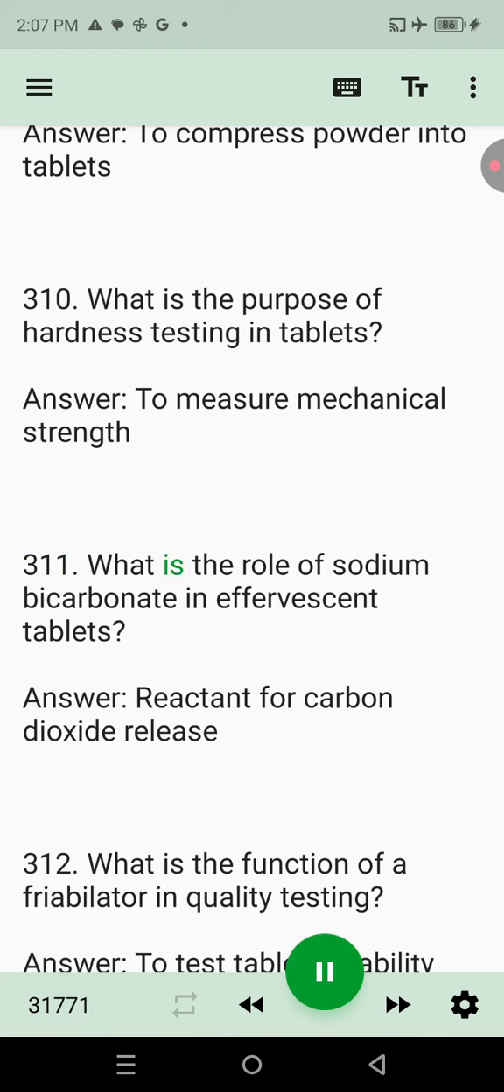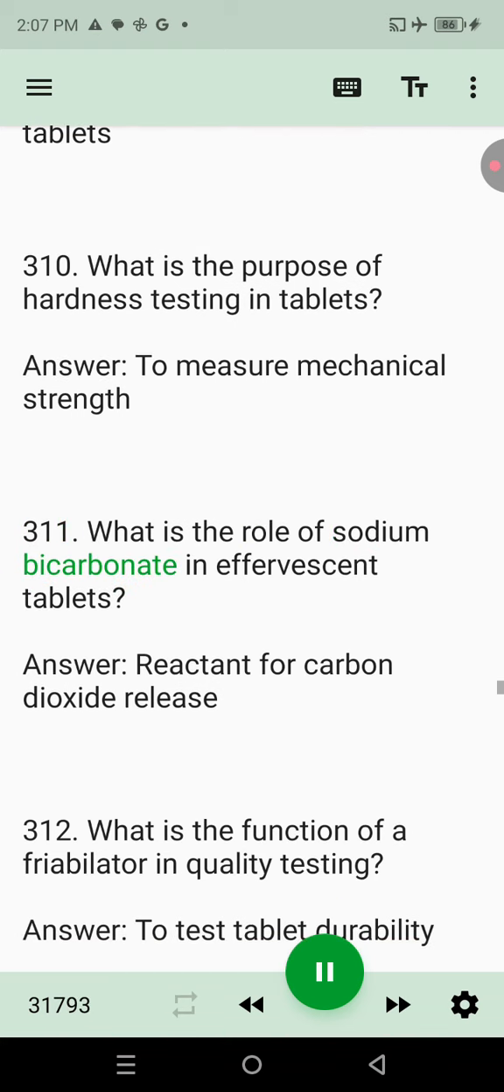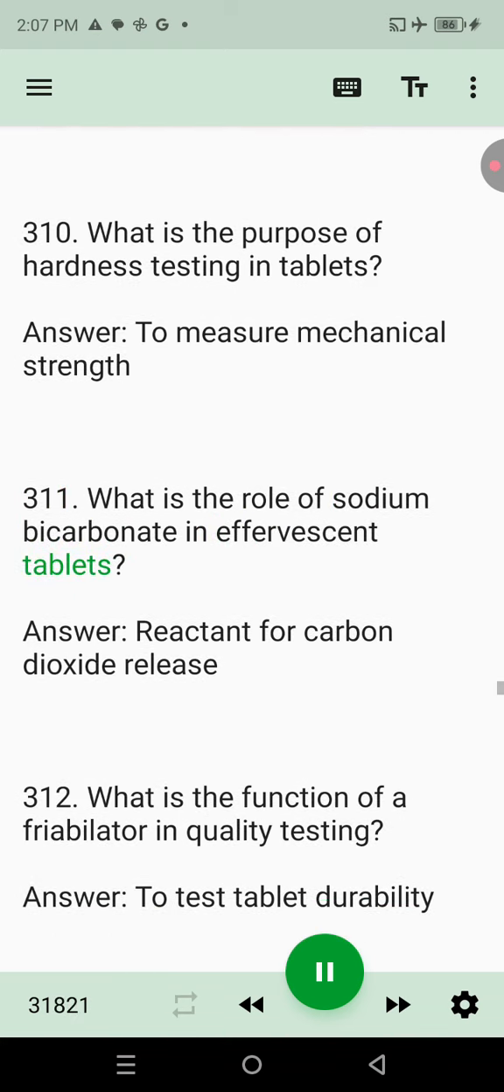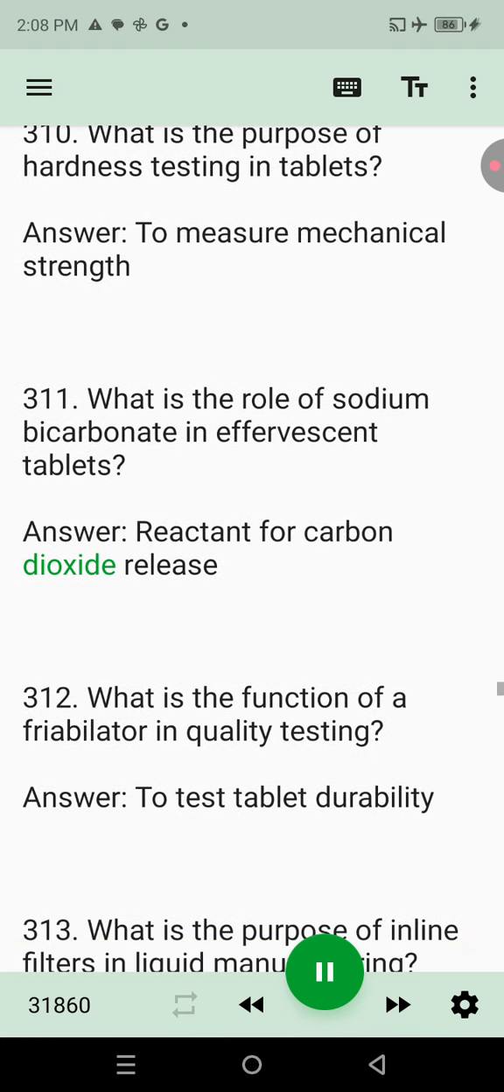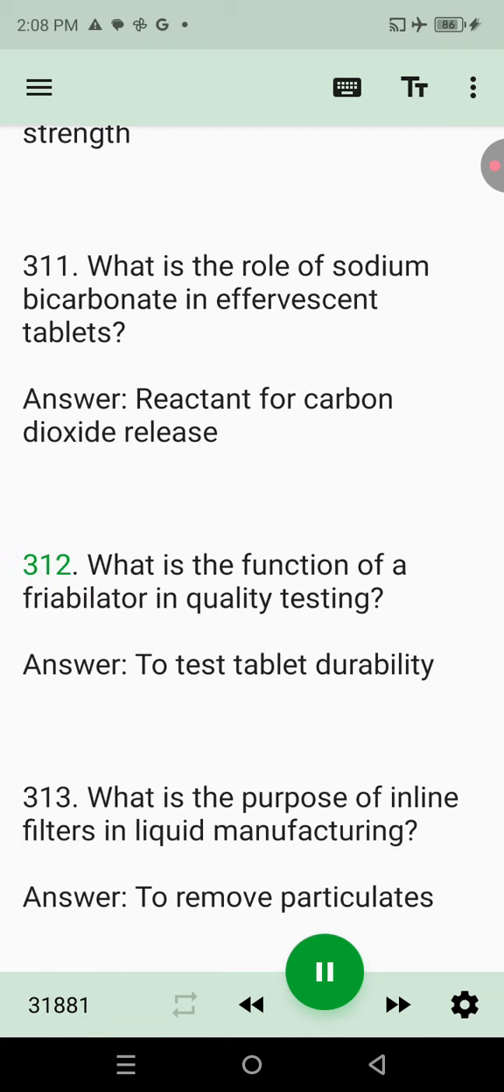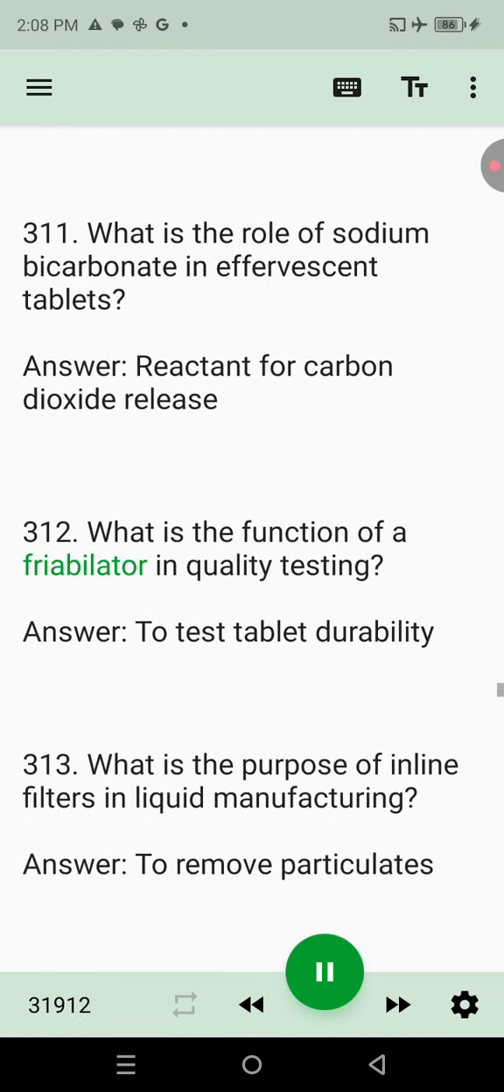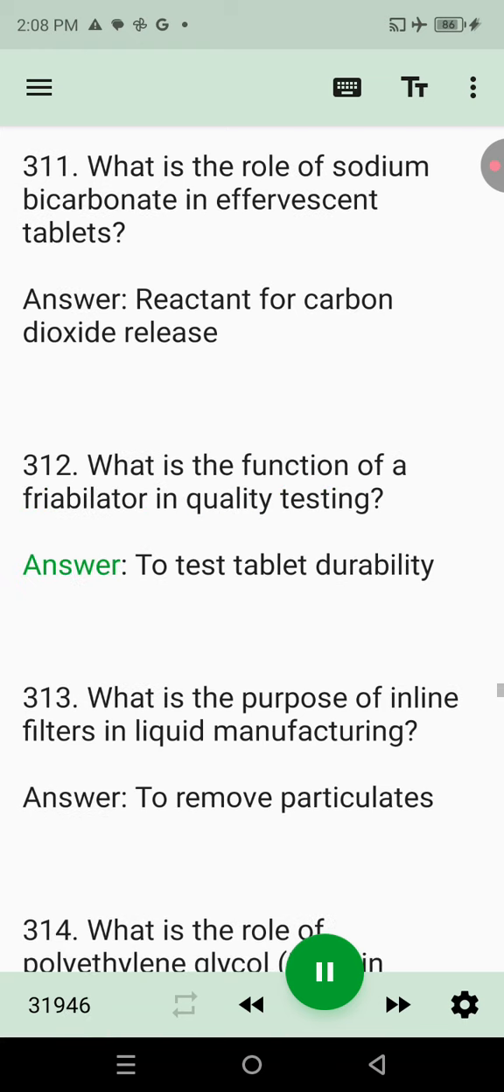311. What is the role of sodium bicarbonate in effervescent tablets? Answer: reactant for carbon dioxide release. 312. What is the function of a friabilitor in quality testing? Answer: to test tablet durability.